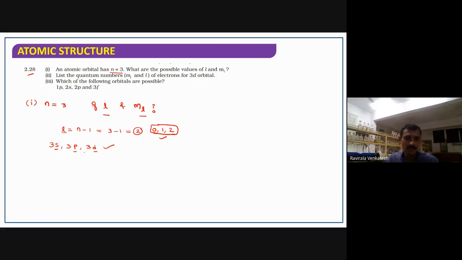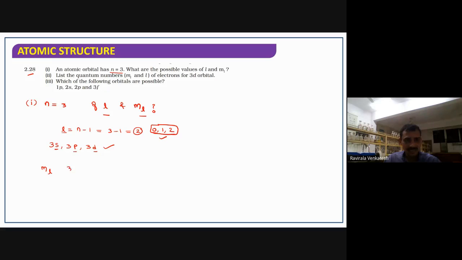Anybody have doubts regarding this? How to write l values if they give the n value? Anybody have doubts? Tell me. If you have any problem, if you have any doubt, you can ask me. No doubts? Now, let me take ml, how to make ml values. What are the possible ml values?